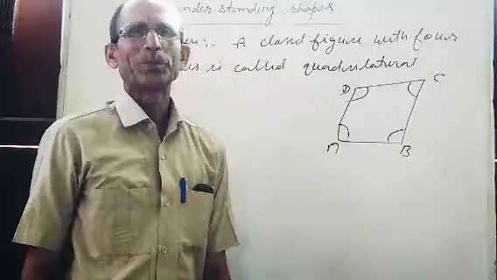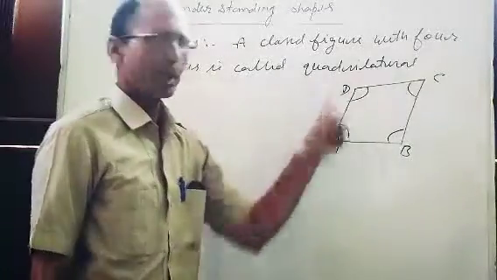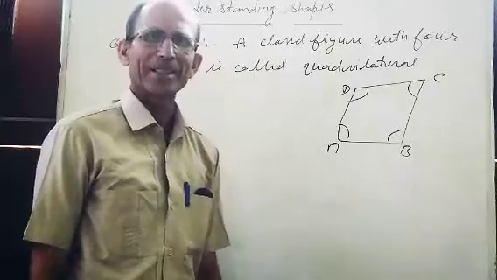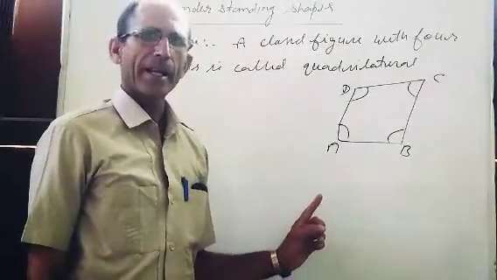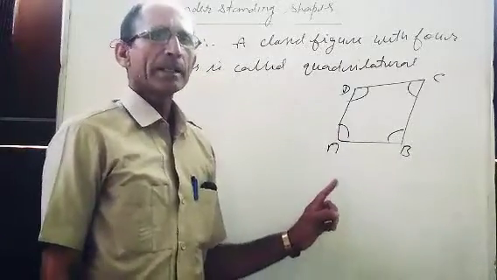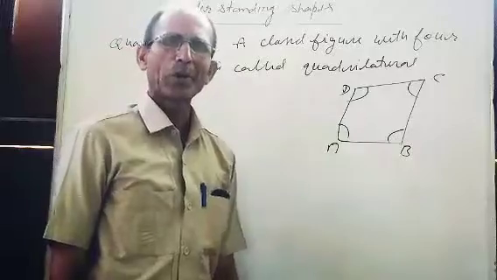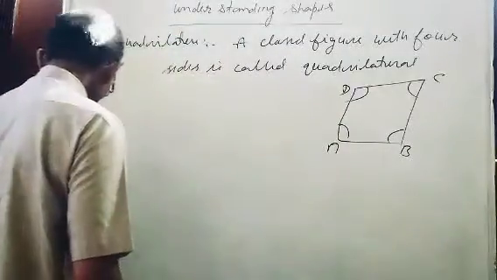We have to prove it. So once again I am repeating, a closed figure with four sides is called a quadrilateral. The first theorem related to quadrilaterals is the angle sum property. The sum of the angles of a quadrilateral is 360. We have to prove this theorem.